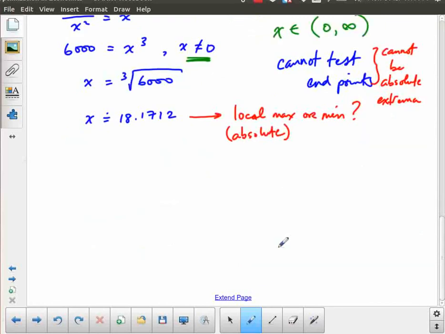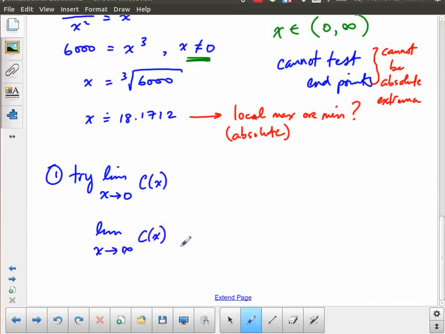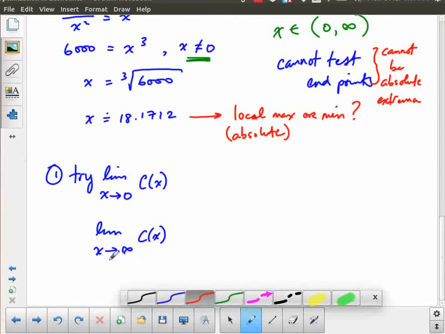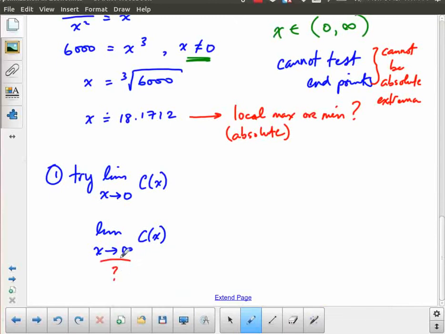There are two ways that we could decide that. So our first option here is we could try the limit as x approaches 0 of c of x, and we could also try the limit as x approaches infinity of c of x. Now, we haven't really talked about this one. I'm sure that many of you could piece that one together. We've maybe talked about it in the context of horizontal and oblique asymptotes. We've talked about it, but we haven't really talked about it directly.